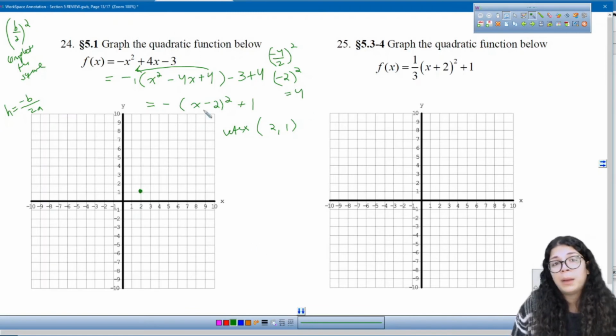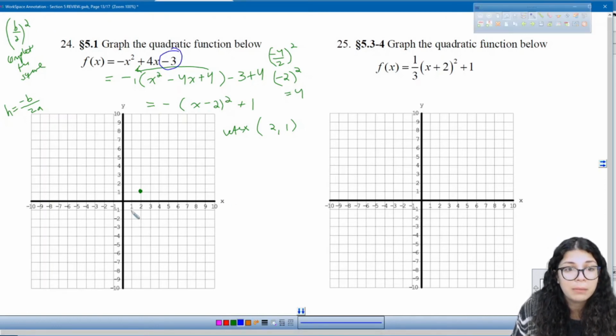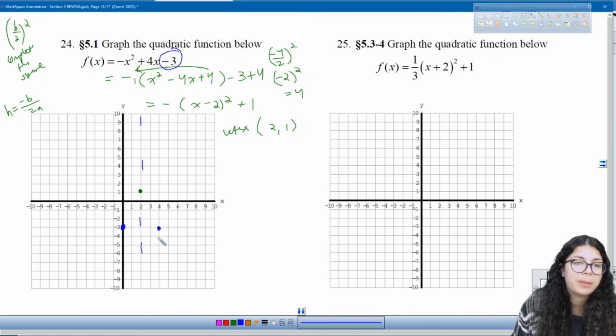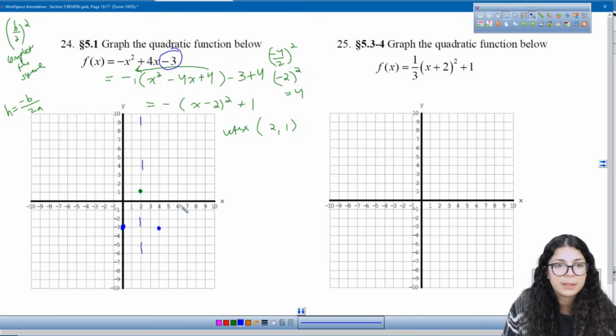Then I need another point, okay? Now I could easily see another point here because the y-intercept in standard form is negative 3. So that gives me another point. And then I could just reflect that over the axis of symmetry, right? For a third point. Now if you want more points, you can, but 3 points is good enough for a sketch. Go ahead and connect those 3 dots.